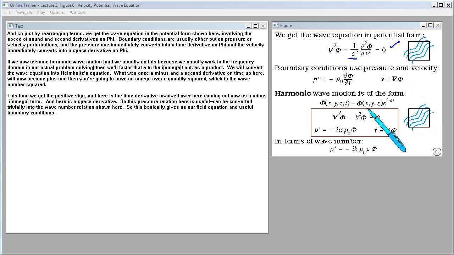Boundary conditions are usually either put on pressure or velocity perturbations, and the pressure one immediately converts into a time derivative on phi, and the velocity immediately converts into a space derivative on phi.